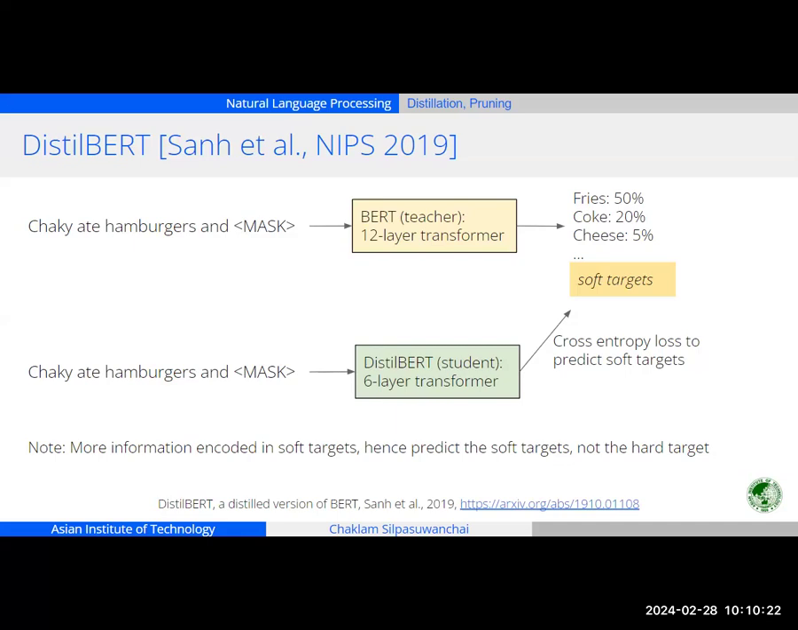And one thing you may wonder is, why don't you let this guy predict something and let this guy predict the best one, like the fries, and just use cross entropy?